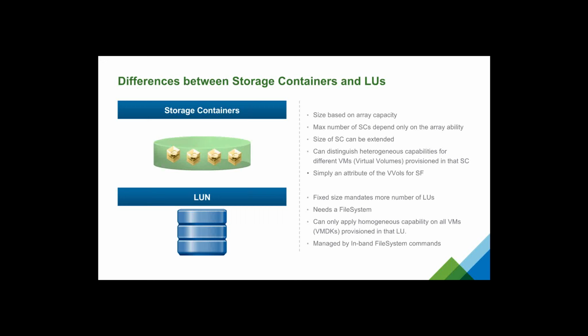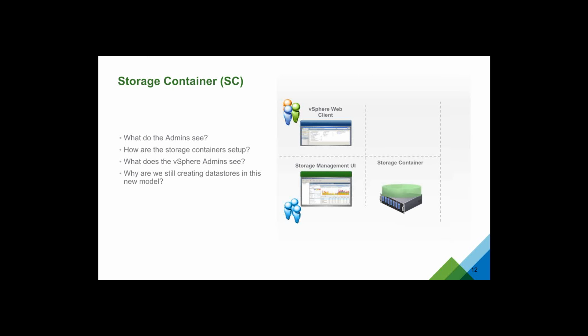Compare this to the typical LUN that you get with typical block storage, which is a fixed size. You need to put a VMFS on it unless you're doing something like directly mapping it to a VM, which I wasn't going to get into a whole lot. All the VMs in that VMFS have all of the same capabilities. There's no way to separate them out. And the LUN itself is managed entirely in band, whereas the storage containers are managed out of band.